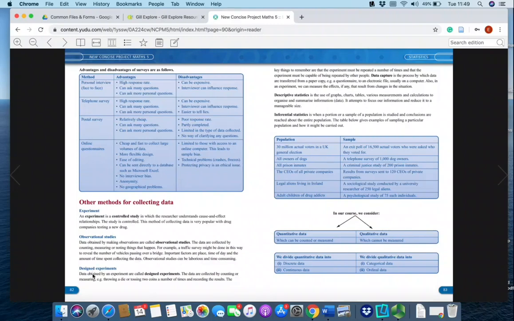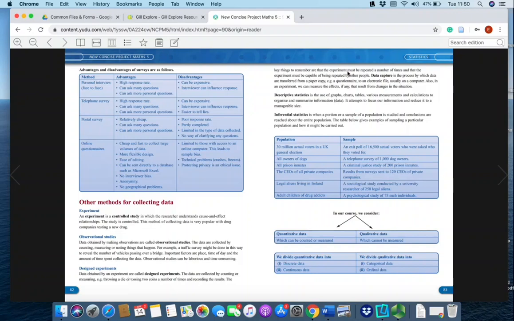Okay, a designed experiment then: data obtained by an experiment is called a designed experiment. In other words, you've designed the experiment in the first place. The data is collected by counting or measuring, either throwing a dice or tossing 2 coins a number of times and recording the results. Okay, so just know the difference between an experiment and what's called a designed experiment. An experiment is something in a lab. You're collecting lab data. A designed experiment is, I suppose, an event that you design, a controlled event that you design to gather the probability of something happening or something like that.